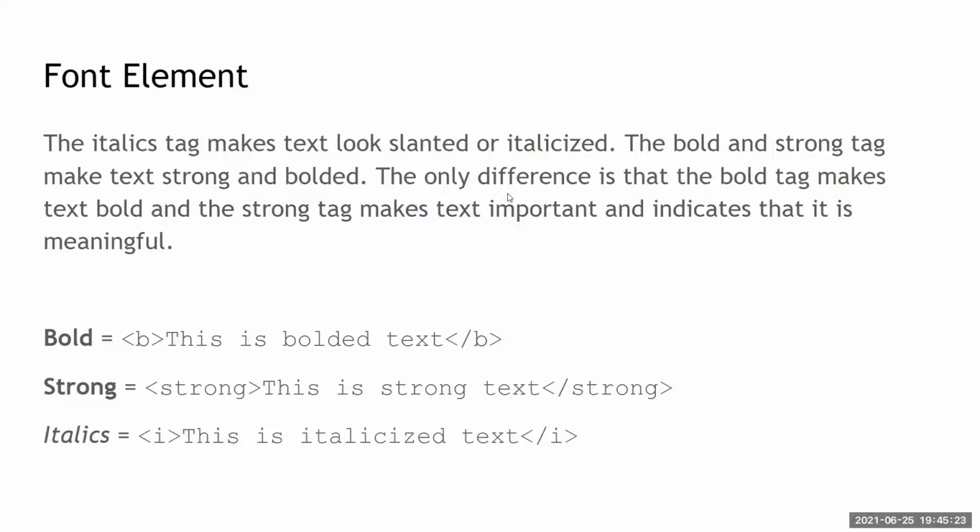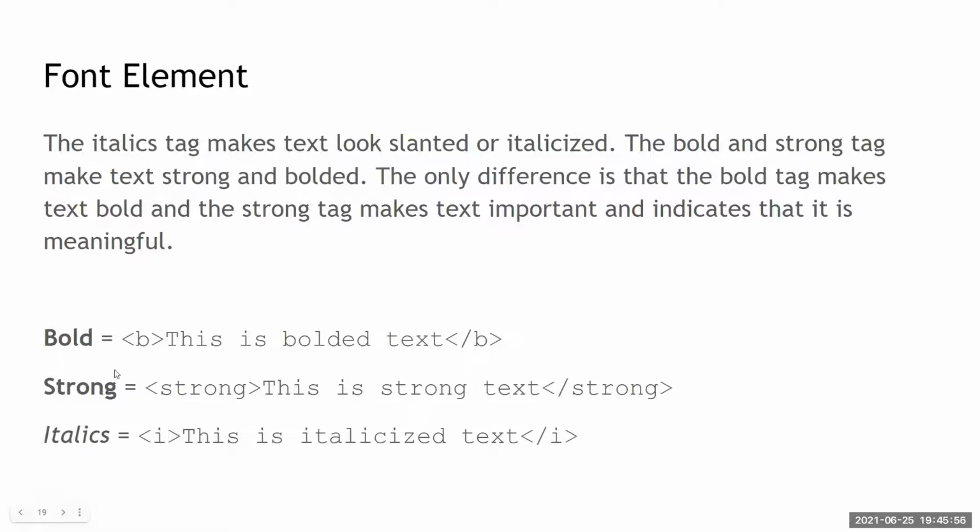Now the font element. So there are 3 types of font elements. There's the italics tag, which makes text look slanted. The bold and strong tag make text strong and bolded. So both of them do look the same, as you can see right here. The only difference is that the bold tag makes text bold and strong, and the strong tag makes text important and indicates that it's meaningful. So they're basically the same thing, but people recommend to use the strong tag because it has a deeper meaning.